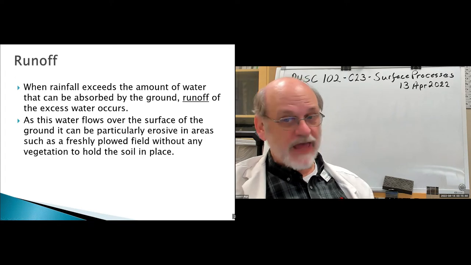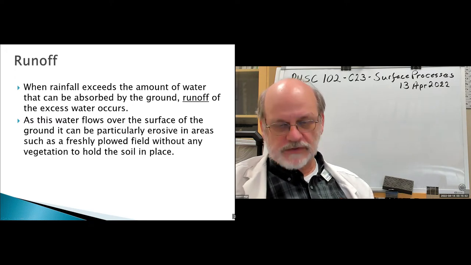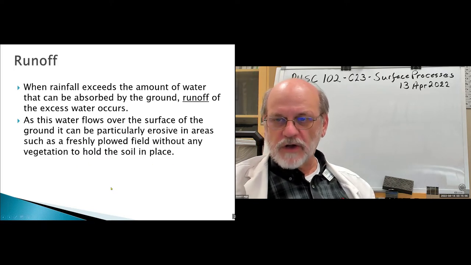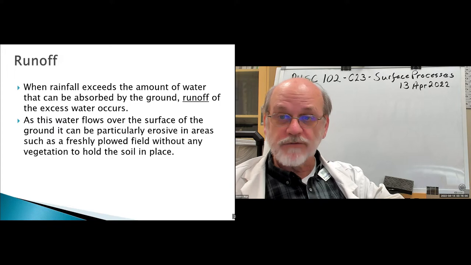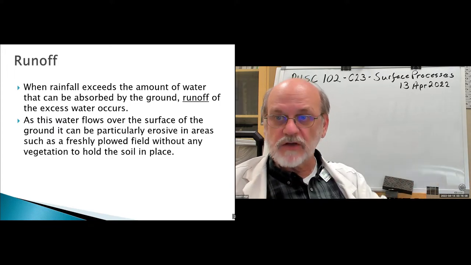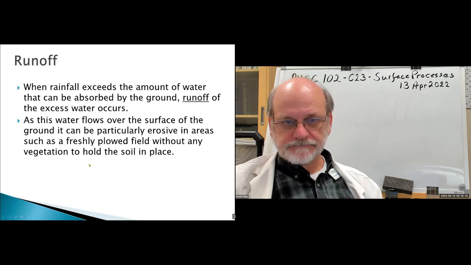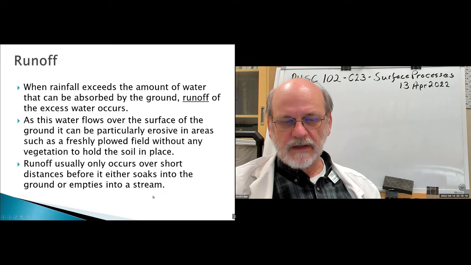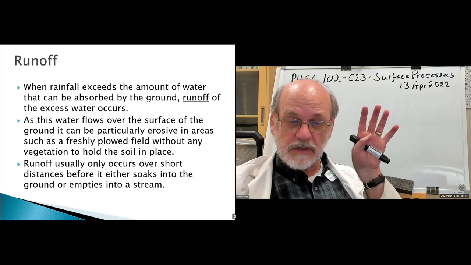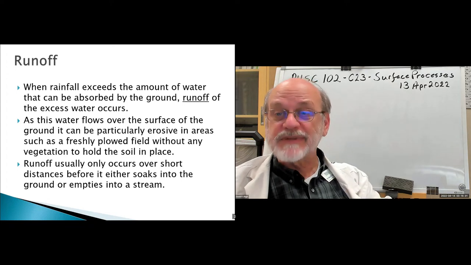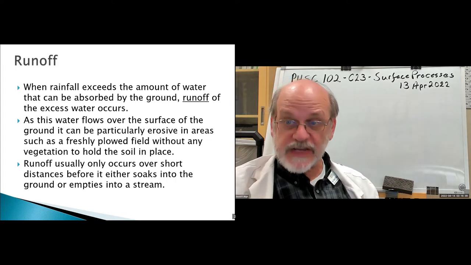As the water moves, and it always moves downhill, it can erode, particularly if the surface is loose, such as in a plowed field or over a denuded forest area. Say you've had clear cutting forestry, or you've had a forest fire that has cleared off and killed all the plant life, then running water can erode the surface. The runoff usually occurs over short distances before it either soaks into the ground or it empties into a larger collection of water moving downhill, a stream.